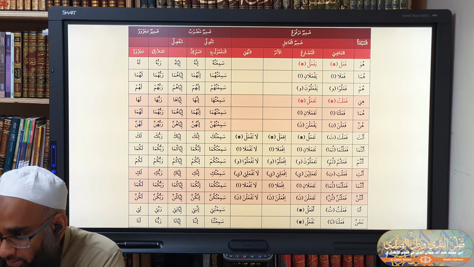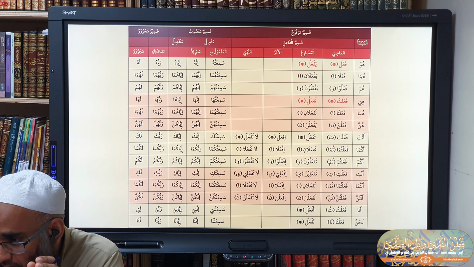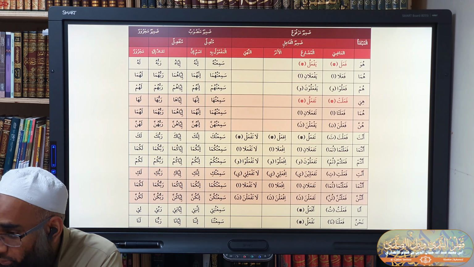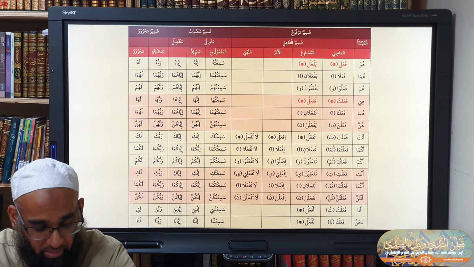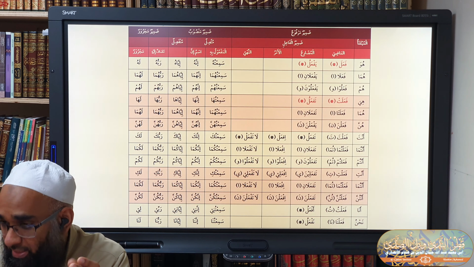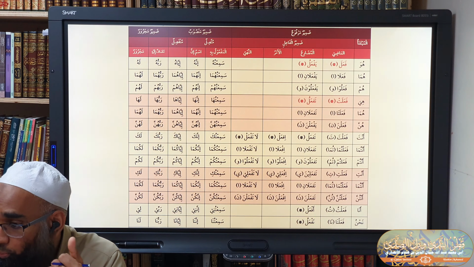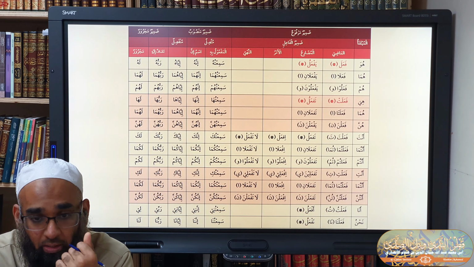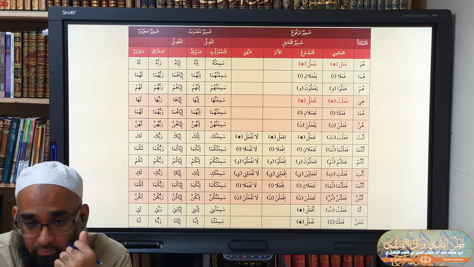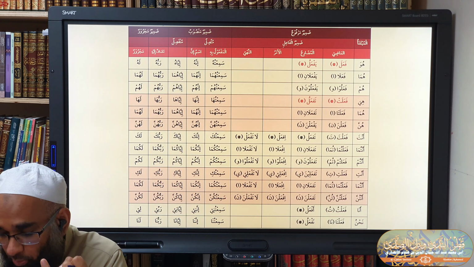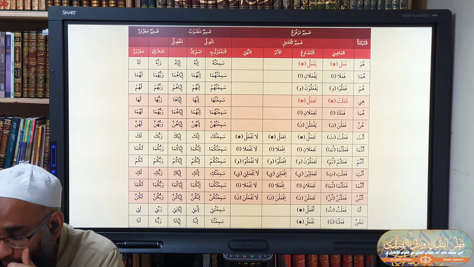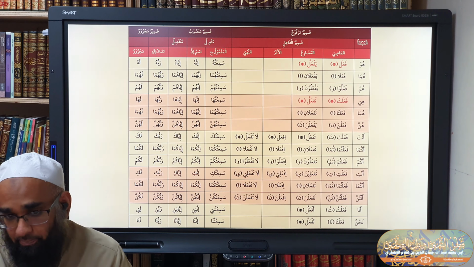So yesterday we discussed the zamir marfu' when it's a fa'il. When it becomes zamir mustatir or zamir baris. And the mustatir are two types. It's either baris, or it's mustatir wujuban or mustatir what? Jawazan. Mustatir jawazan or mustatir wujuban. You got it? Understood?